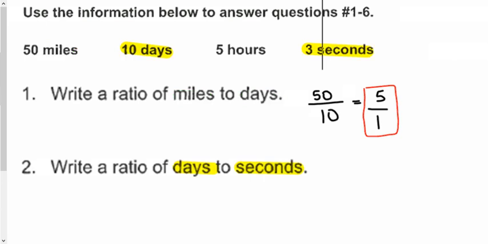Number 2, days to seconds. So we would put 10 over 3 there, and 10 over 3 does not simplify, so we're done, okay? But you still want to use a fraction box in the calculator to check that. Okay, so you're not dividing, you're using the fraction box there for ratios.